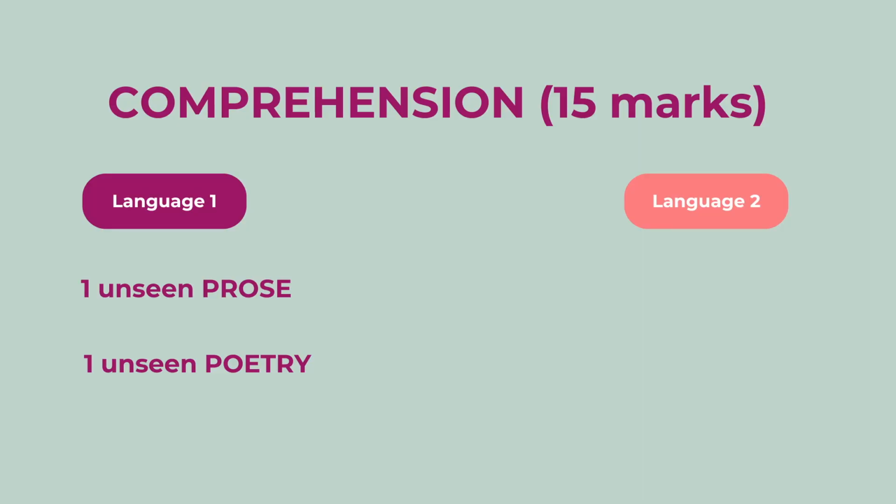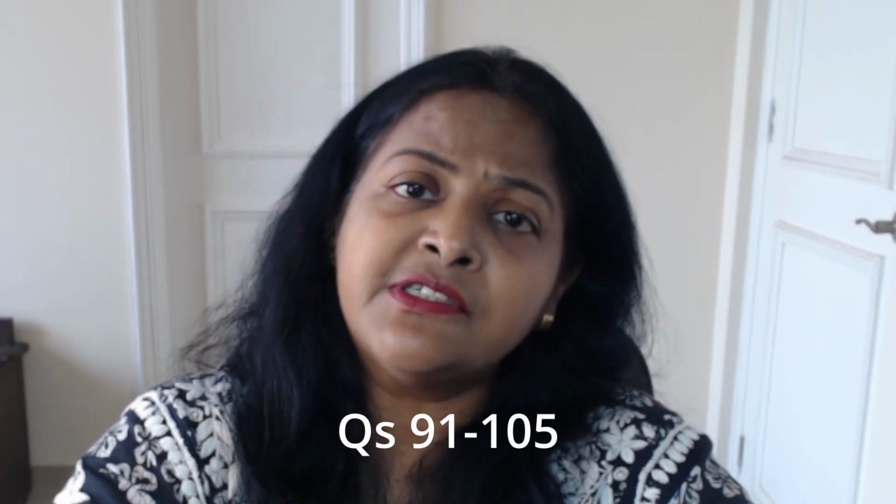L1 will have 1 unseen prose passage and 1 unseen poetry passage, whereas L2 will have 2 unseen prose passages. No poetry in L2. There are roughly 8 to 9 questions on each passage, so an 8 plus 7 combination or a 9 and 6 combination. The combinations vary, but questions 91 to 105 are the first section, your comprehension section.